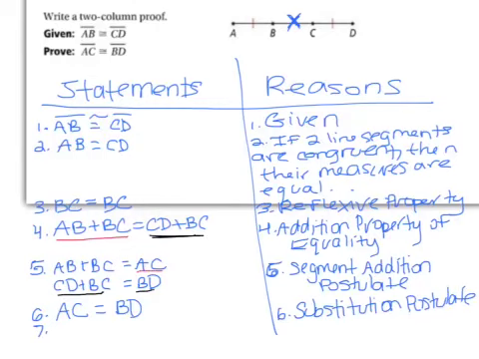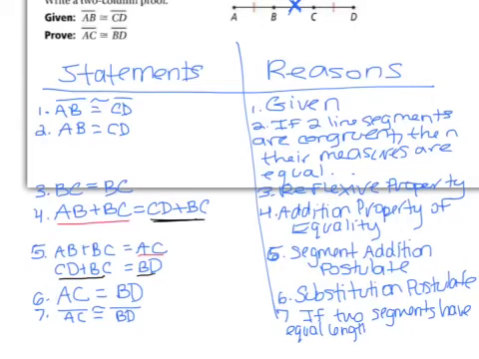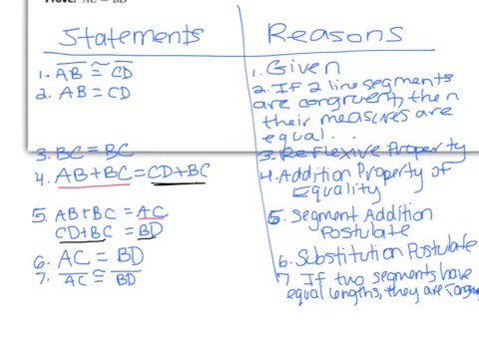Finally, we can switch it to congruency, so line segment AC is congruent to line segment BD, and the reasoning behind this is just that if two segments have equal measures or equal lengths, they are congruent. And now we've finished our proof. So you can put your little box in the corner to show that it's completed.